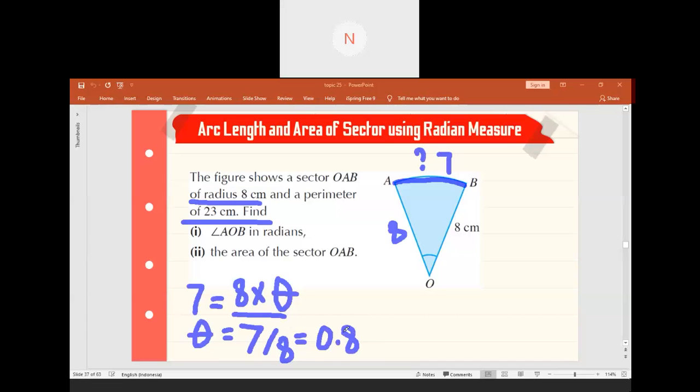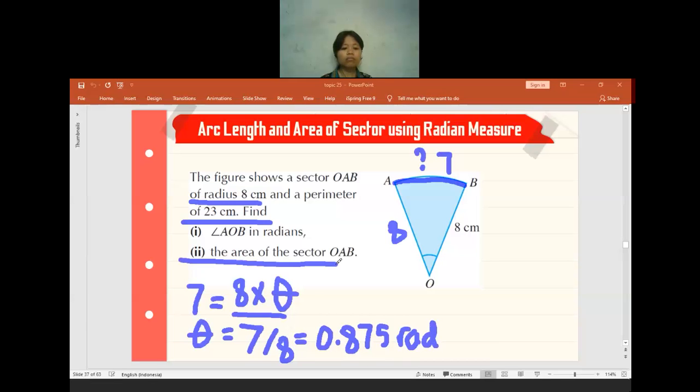What is the unit? Is it radian or is it degree? Radian. Okay, you already have the angle. Then can we find the area? What is the sector area if it is in radian?